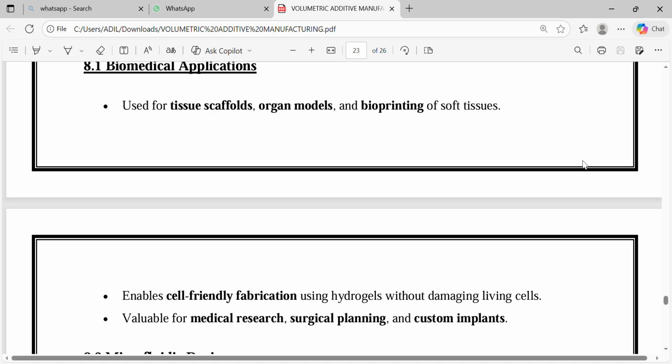It is valuable for medical research, surgical planning, and custom implants. In medical research, WAM enables high throughput screening, with applications found in drug development. In surgical planning, WAM enables complex geometries, with applications found in pre-surgical planning. In custom implants, WAM enables complex geometries and applications found in orthopedic implants, dental implants, and craniofacial reconstructions.